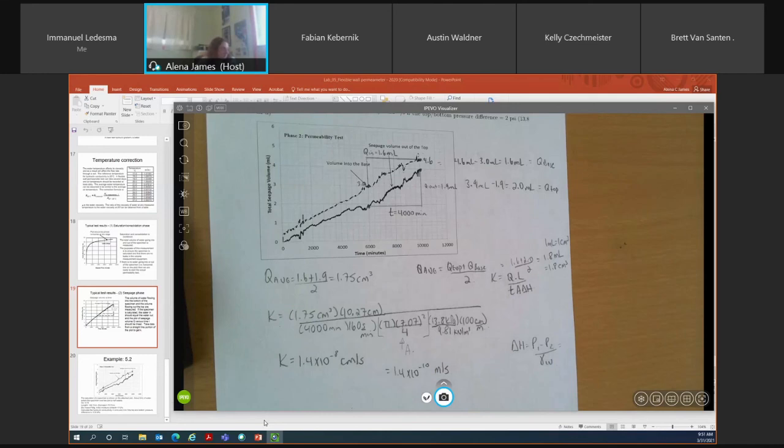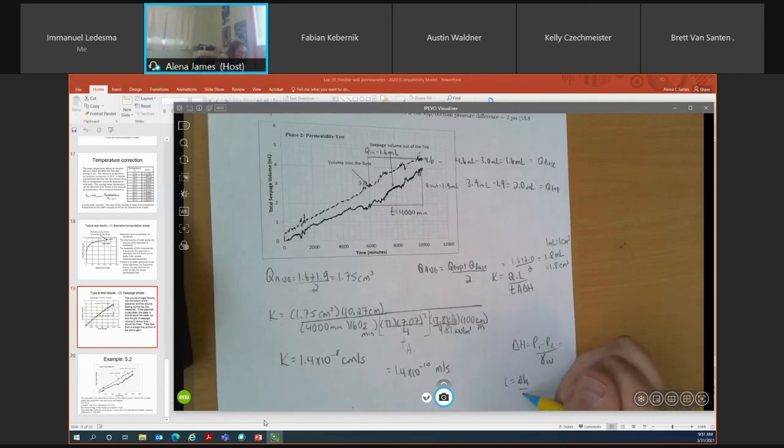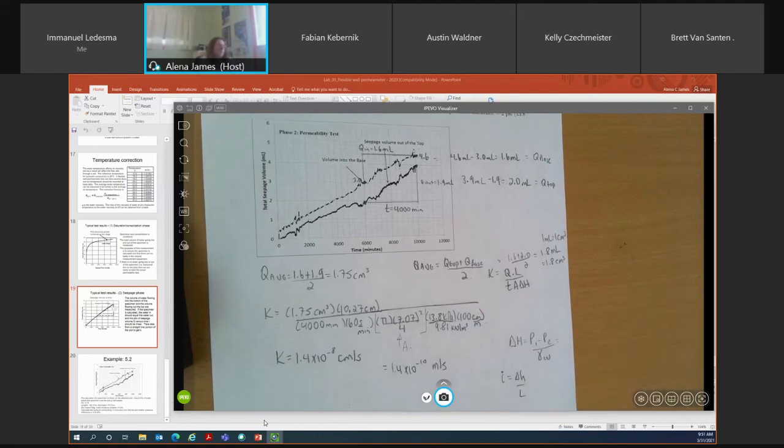I could ask you to calculate your hydraulic gradient. Looking at this data here, you know that your hydraulic gradient is equal to delta H over L. You can calculate delta H, and you know what the length of your specimen is, so you're able to calculate what your hydraulic gradient is.